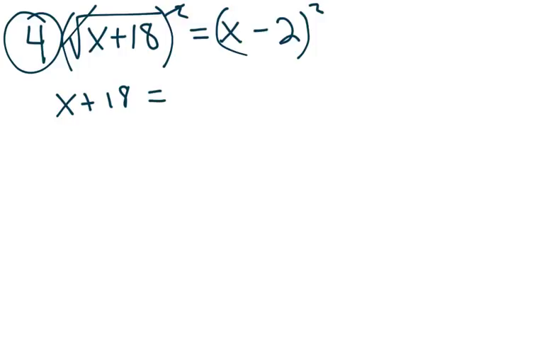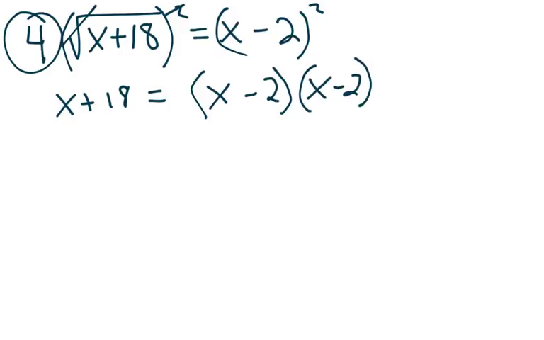So on this side, how do we deal with that? Would it be like x squared or something? Yes, we are squaring x minus 2, which means we are multiplying it by itself. So we need to FOIL x minus 2 times x minus 2. Okay, let's go ahead and do that.